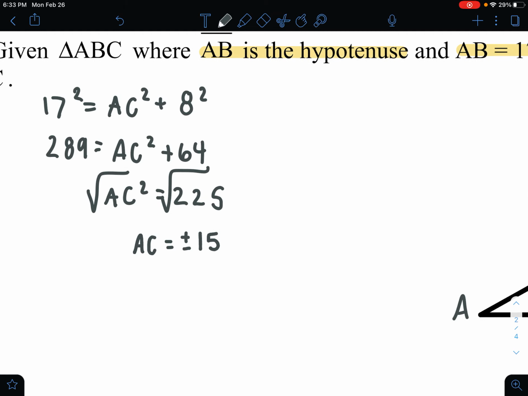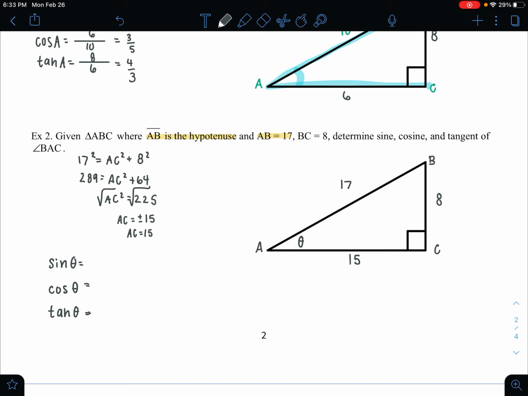Again, it says BAC, so our theta is going to be in that middle letter. And you're going to write out your sine, cosine, and tangent for all of those. I'm not going to give you the solution to this, so you can check with your group, or when I collect this, I'll check it.